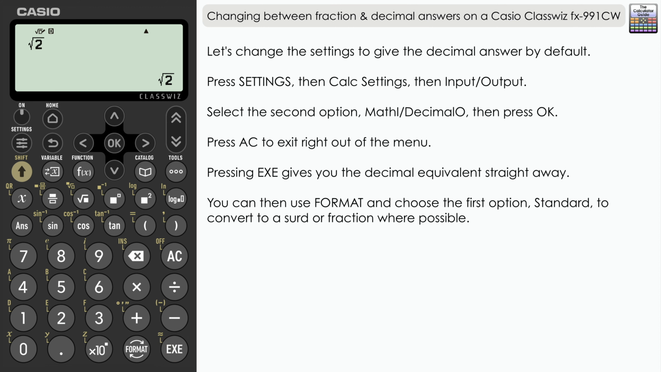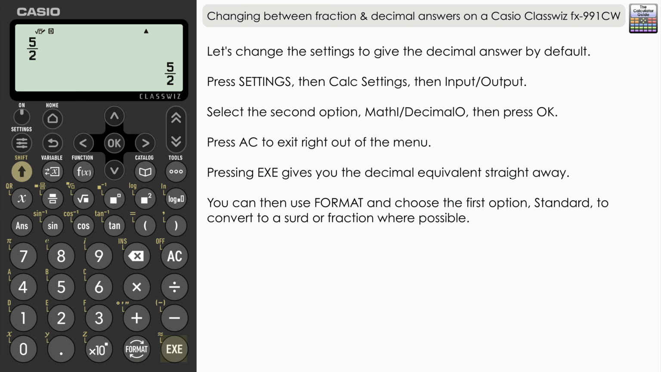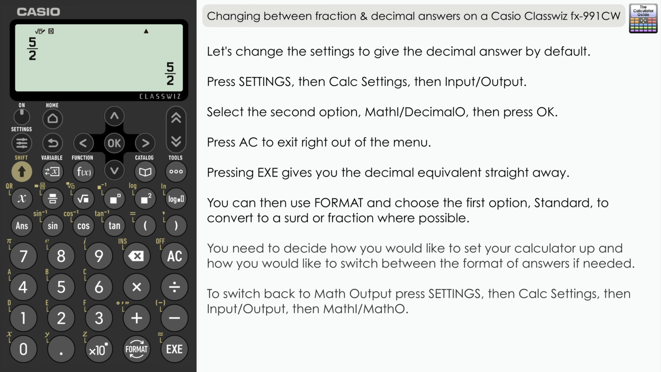Let's try it out with a fraction. Let's go for 5/2 and execute. That's 2.5. Again, format, standard, we get the fraction answer back. So there's a decision for you to make there, three different ways that you can work with getting the different formats of the answer. Those of us who have been using Casio calculators for a long time are very used to toggling with the SD. It's just a slightly new way of approaching it. So think about which one you might want to use best.